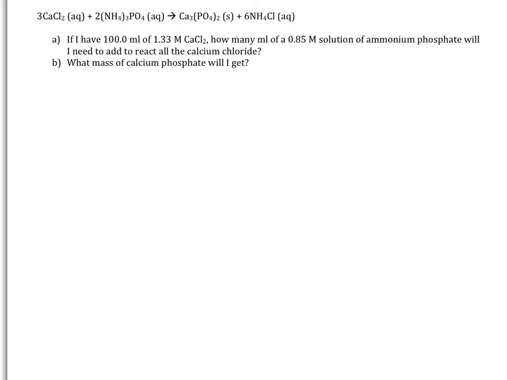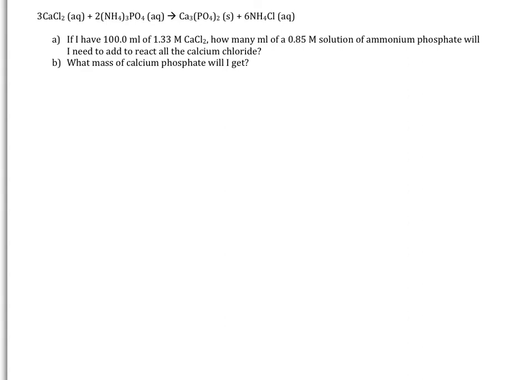Okay, let's do one more. In this case, we've got 3 moles of calcium chloride reacting with 2 moles of ammonium phosphate, producing calcium phosphate and ammonium chloride. And again, this is a double displacement reaction that I could have just given you the reactants and said, write me a balanced chemical equation and predict the products. Actually, predict the products and then balance the equation. So in this case, it says if I have 100 milliliters of 1.33 molar calcium chloride, so we've got information about this, how many milliliters of 0.85 molar solution of ammonium phosphate will I need to react all the calcium chloride?